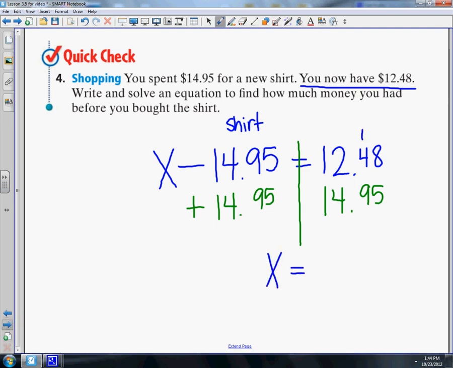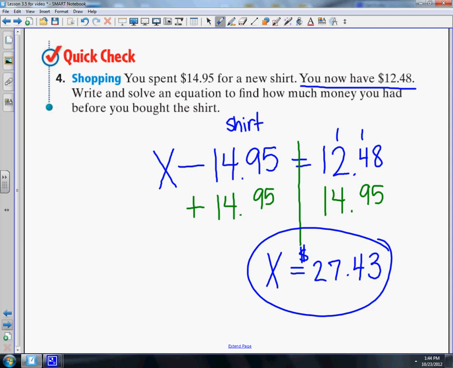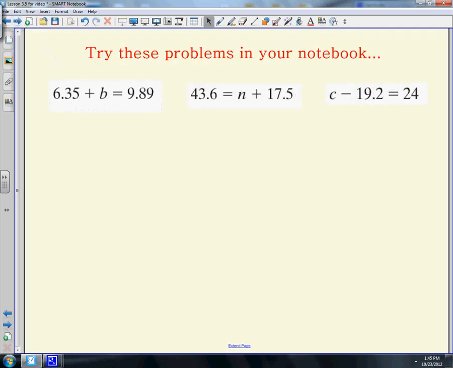So I'm just going to add these right here. So $27.43 is what you have, or what you started with before you went shopping. So $27.43. Okay, so try these problems in your notebook and then we will go over them.